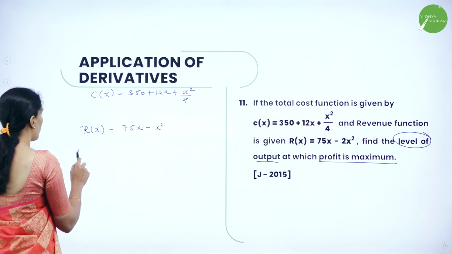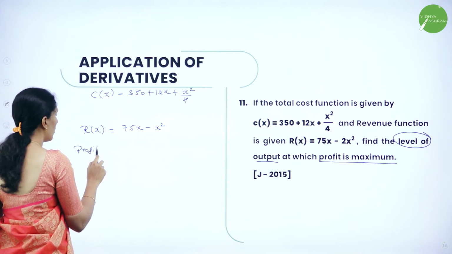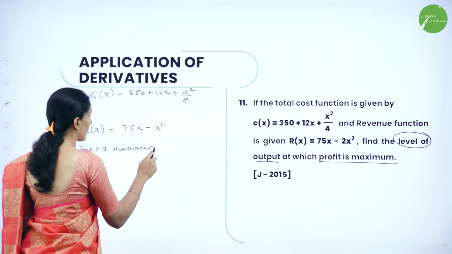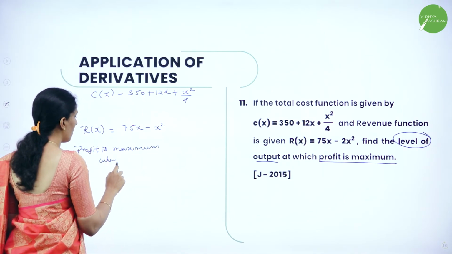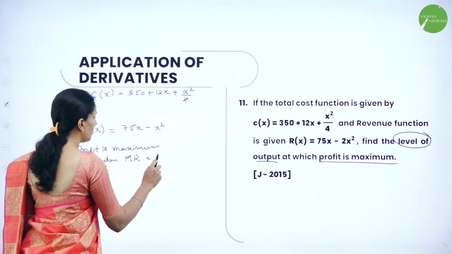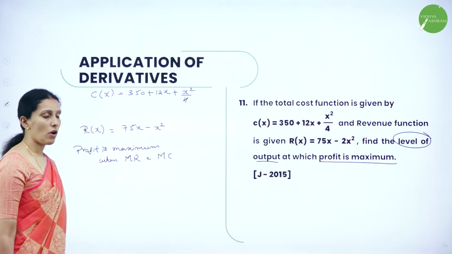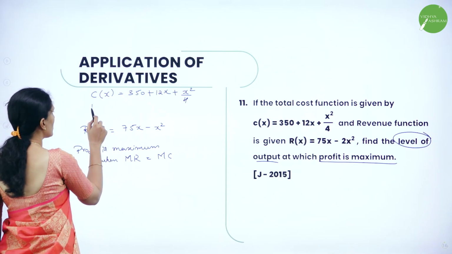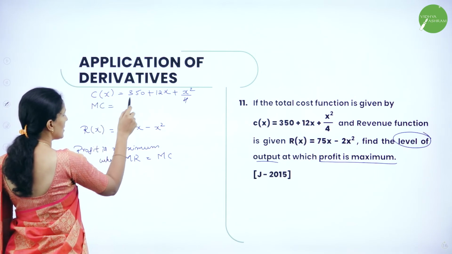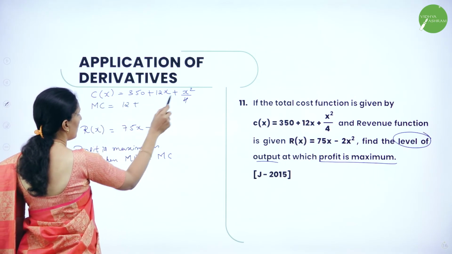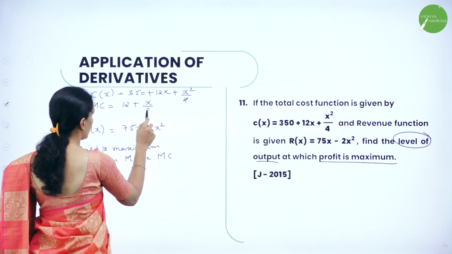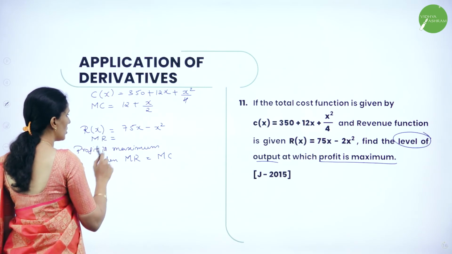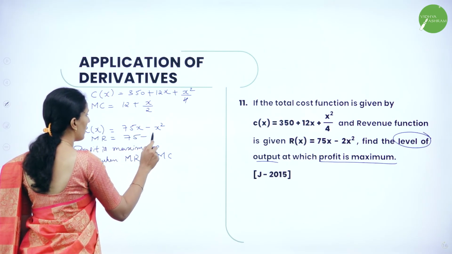So profit is maximum when marginal revenue is equal to marginal cost. So how do we find the marginal revenue and marginal cost? If you differentiate the total cost, you will get the marginal cost, that is 0 plus 12 plus 2x by 4, which becomes x by 2. And similarly, if you differentiate the total revenue, you will get the marginal revenue, that is 75 minus 2x.